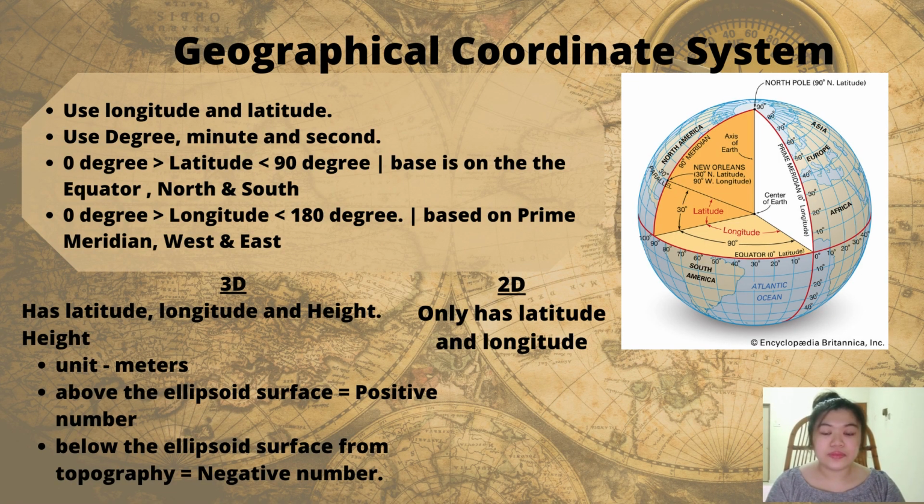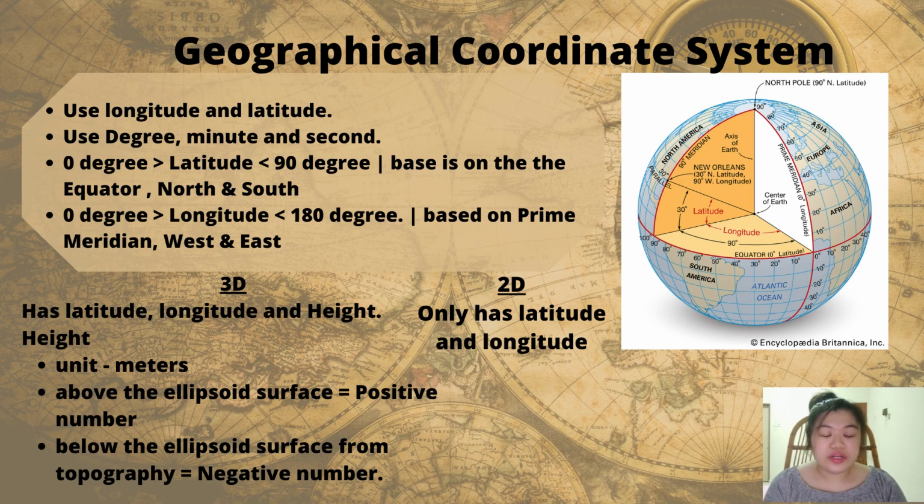Geographical coordinate system. The geographical coordinate system uses longitude and latitude. Its units are degrees, minutes, and seconds. For latitudes, the minimum is 0 degrees and the maximum is 90 degrees. Their starting point is on the equator, so the answer can be north or south. For longitudes, the minimum is 0 degrees and the maximum is 180 degrees. Its starting point is on the prime meridian, so the answer can be west or east.